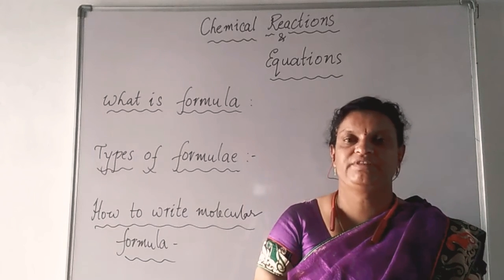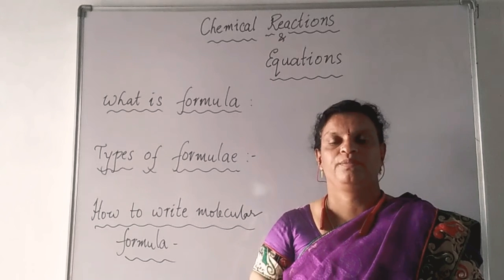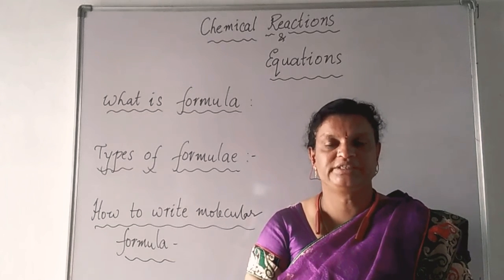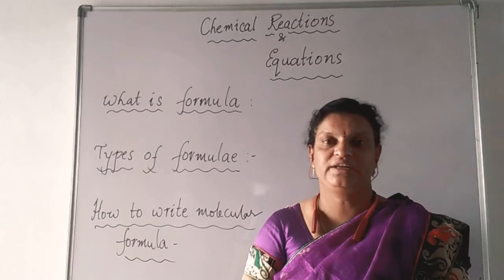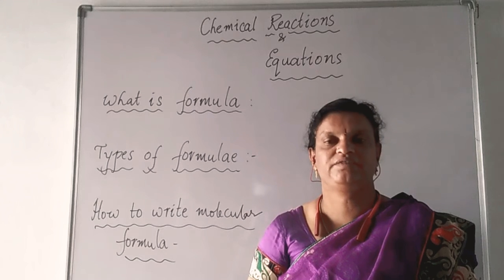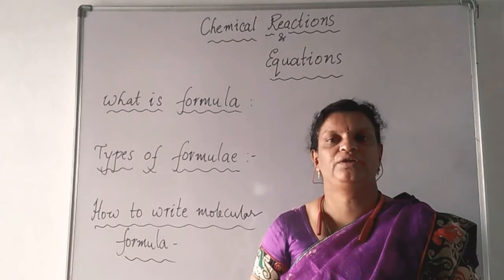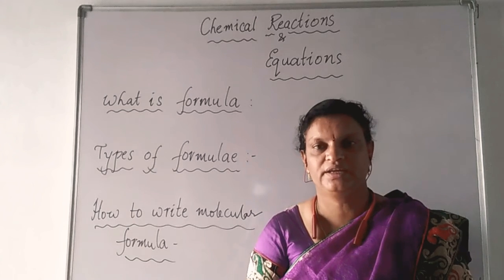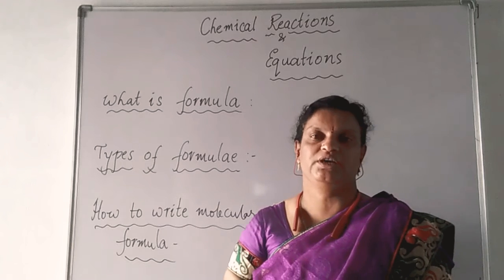Elements are represented with the help of a shorthand notation, which is called a symbol. Compounds are represented with the help of a formula. In the same way, a chemical reaction is represented with the help of a chemical equation. This is a shorthand notation of a chemical reaction. So a chemical equation will contain all symbols and formulas.